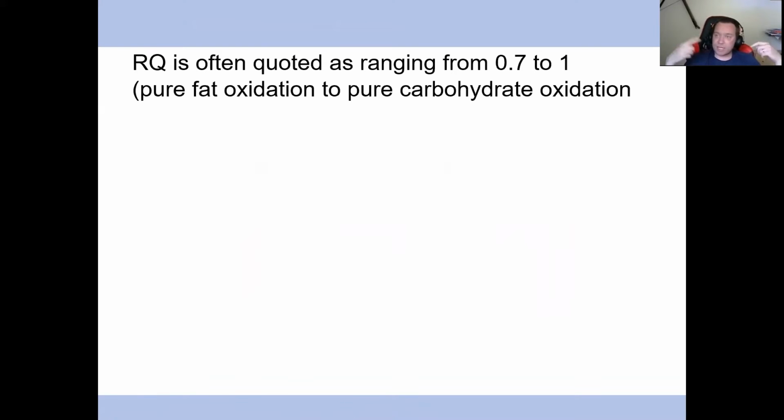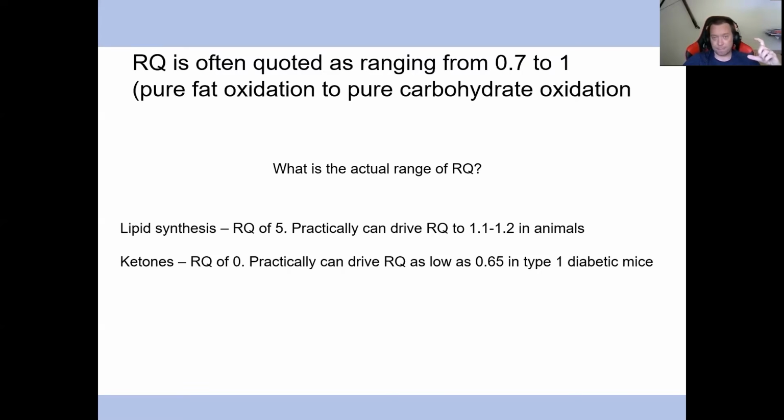So in terms of the ranges of RQ, RQ is often quoted as ranging from 0.7 to 1, and that's from pure lipid oxidation to pure carbohydrate oxidation. We discussed why those 2 values exist. However, the actual range of RQ is somewhat wider. And so the first one I mentioned is lipid synthesis. It has an RQ of 5, and that can practically drive RQ to 1.1, 1.2, though someone told me the other day they'd seen 1.3 reliably in animals, if you can generate a state with really, really high lipid biosynthetic rates.